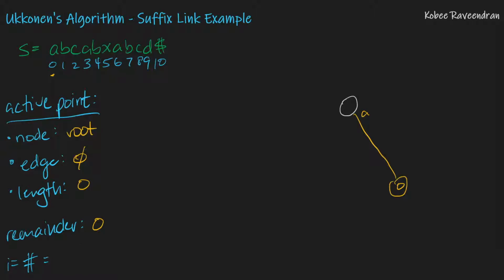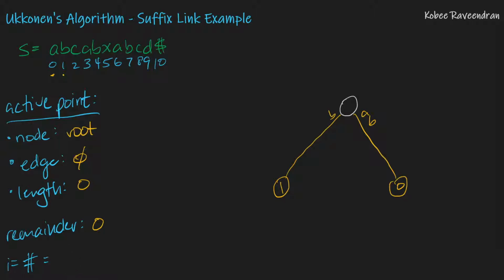Now moving on to the next iteration. Now we have B. So we add B to all the current leaf edges, and also make a separate edge for B, since there is none that exists that starts with B. And this suffix is resolved, so we'll say that this is the suffix starting from index 1.